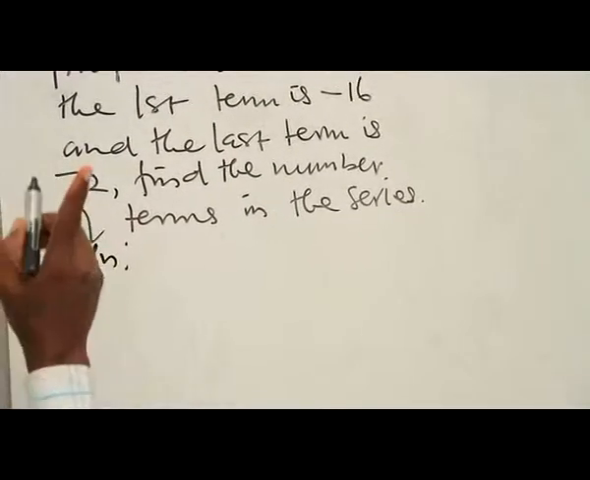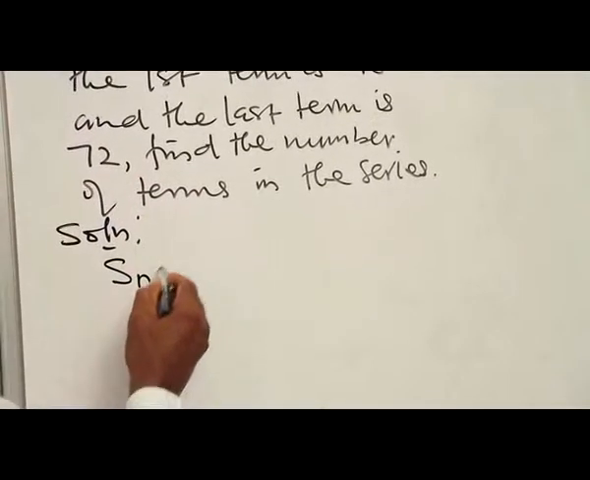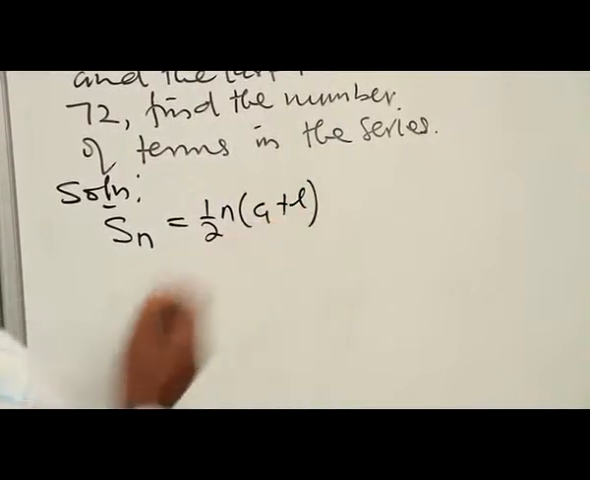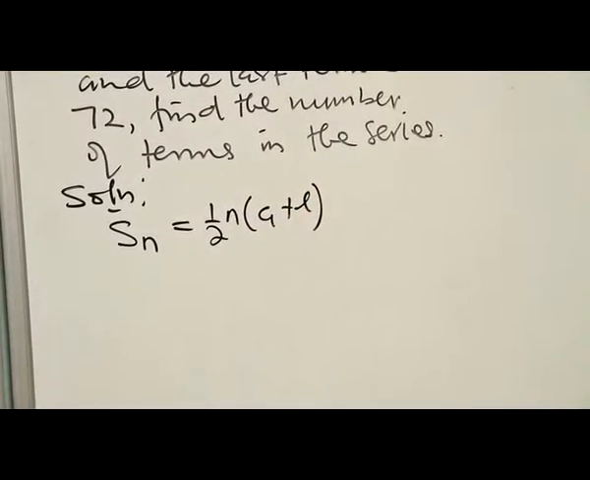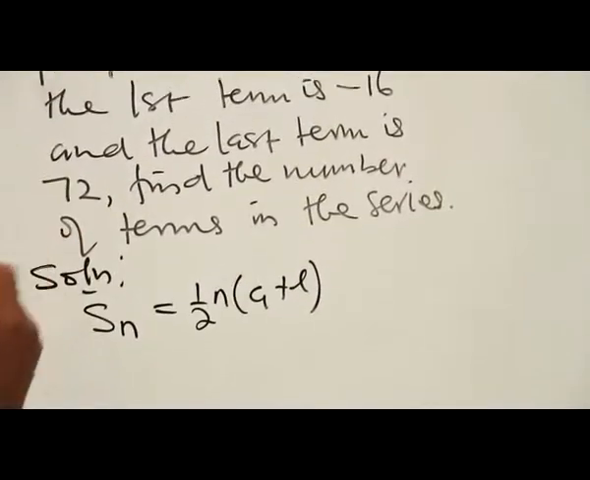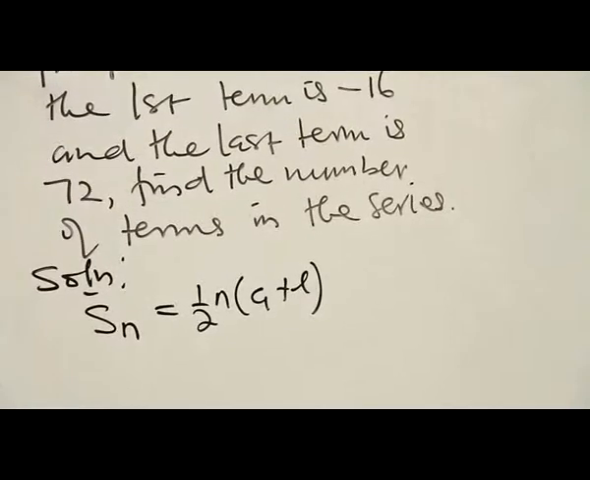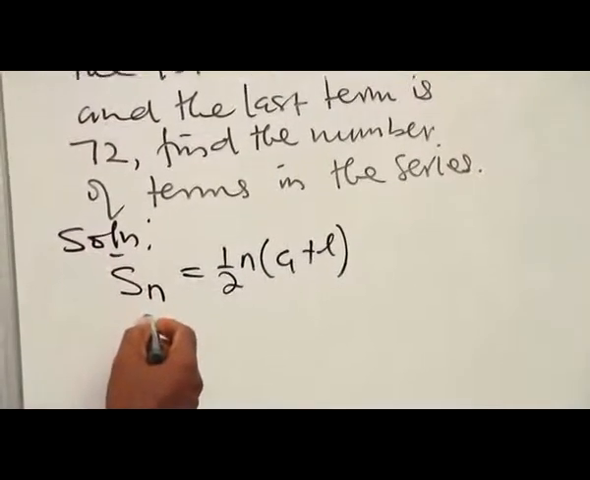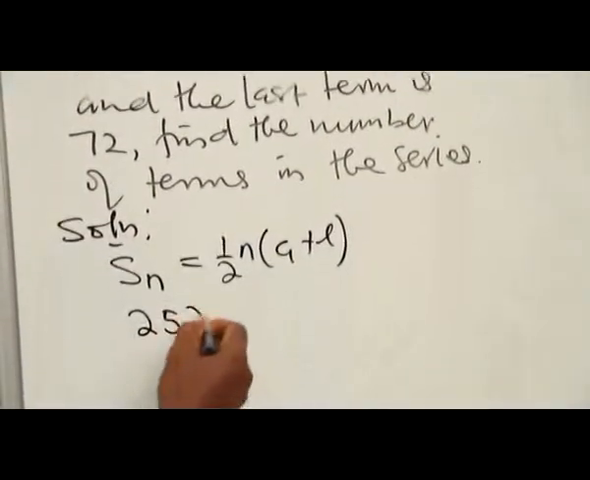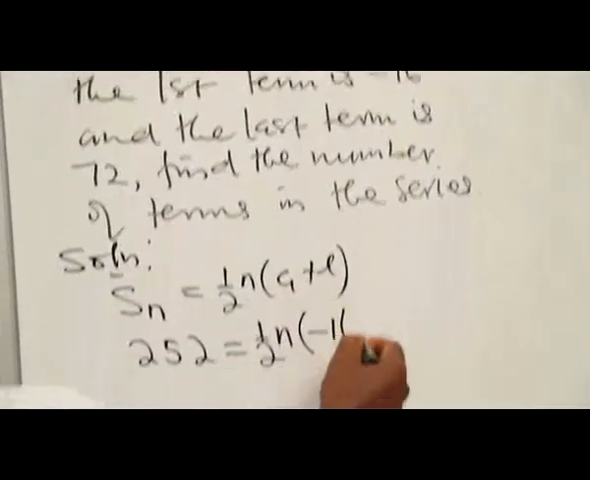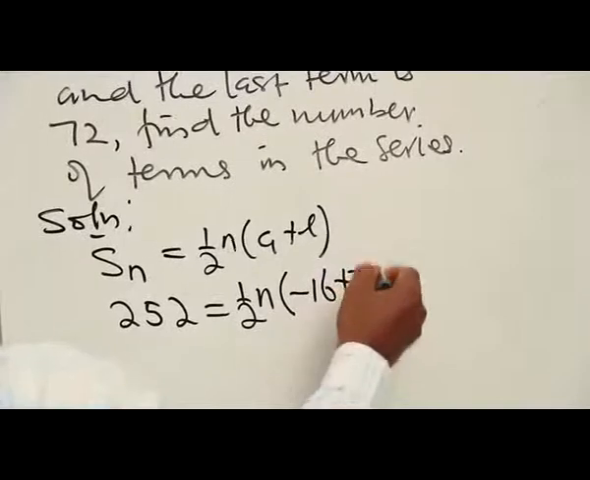Here we are given the last term, so that will advise you on which formula to use. So Sn is equal to half n into (a + l). This is the formula you are going to use to find the sum or the number of terms, n. Now, the statement says that the sum of the first n terms of an arithmetic progression is 252. So 252 is equal to half times n, and here we are told that the first term is minus 16 and the last term is 72.